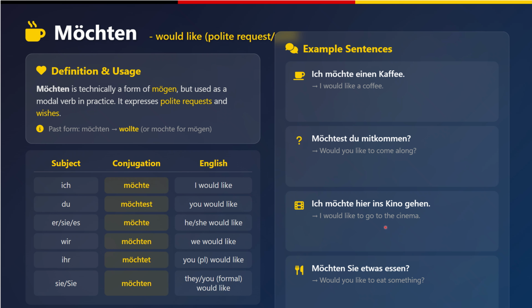In the past forms, möchten often becomes wollte. Möchten is the polite version of wollen. Always use it when you want to sound courteous.